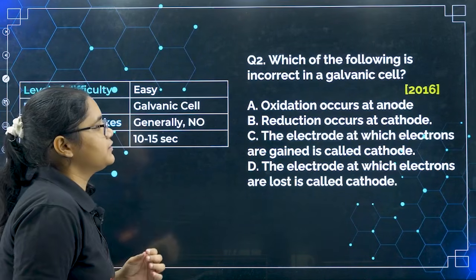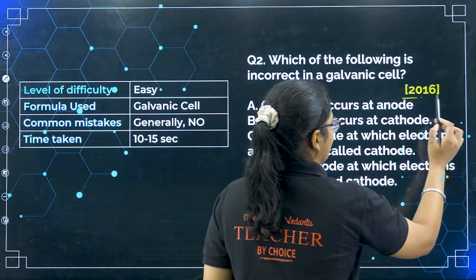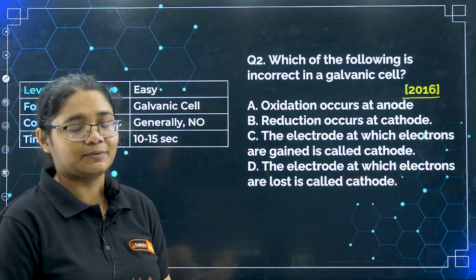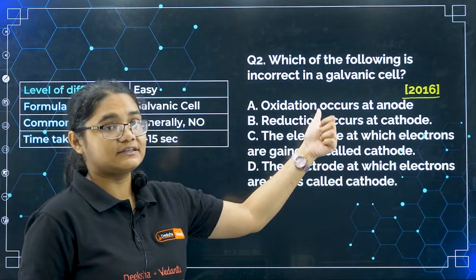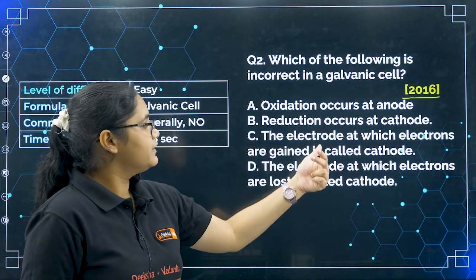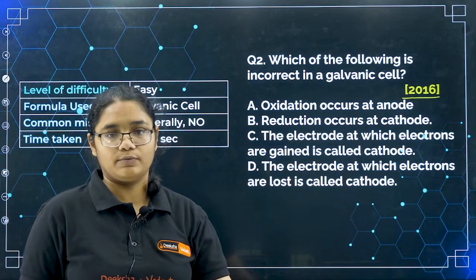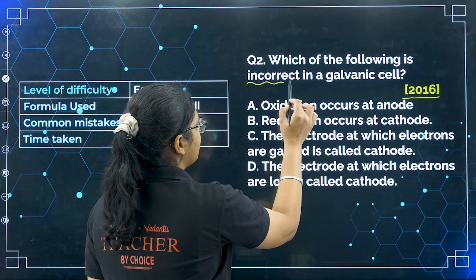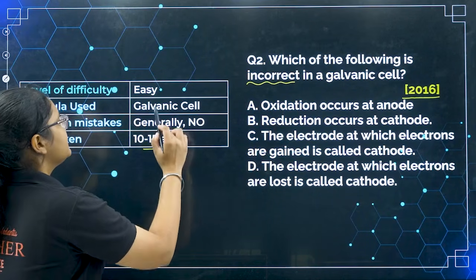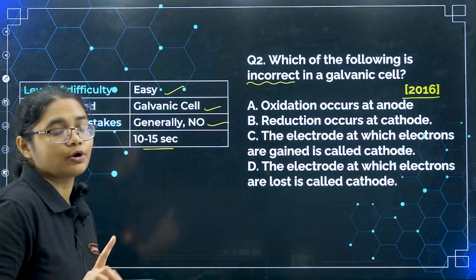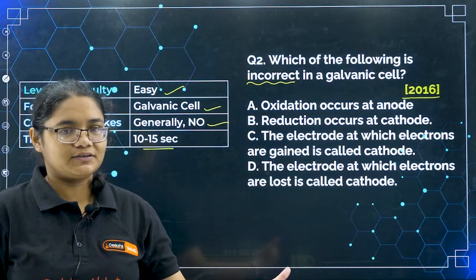Now moving to the second question: which of the following is incorrect in a galvanic cell? This question was asked in 2016, and I have explained the galvanic cell very well. Oxidation occurs at the anode, reduction occurs at the cathode. The electrode at which electrons are gained is called the cathode. The electrode at which electrons are lost is called the anode. You have to tell which is incorrect. Again this question should take around 10 to 15 seconds. It is a 2016 question, an easy question about galvanic cell, and generally you should not make any mistakes here. Please now pause the video and comment the answer quickly.